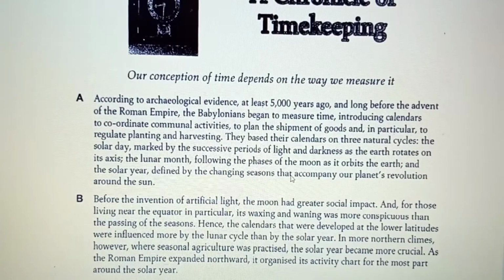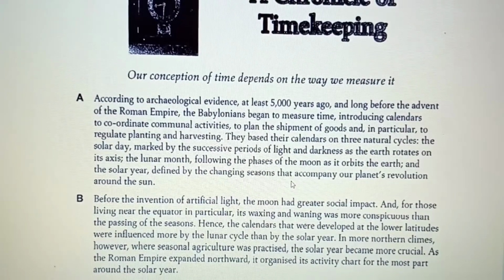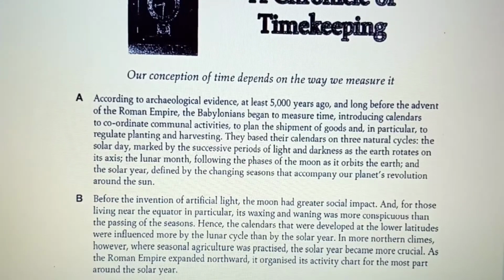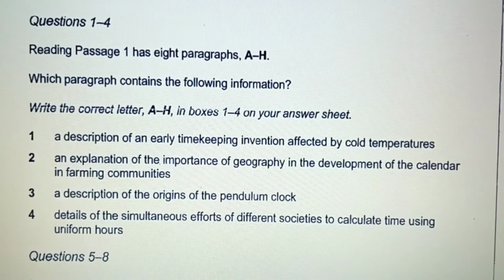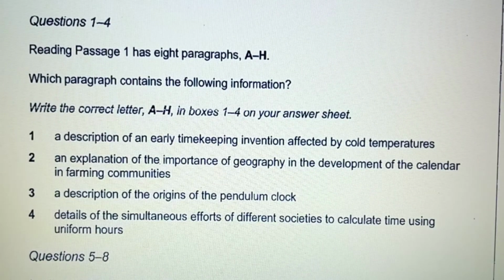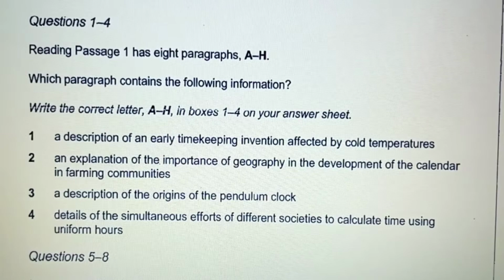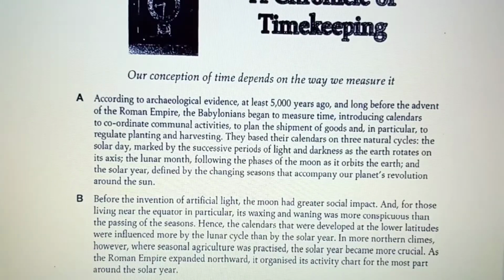So you can see the answer to question 2 comes before the answer to question 1. That's to tell you that the answers don't come in order as the questions do. So the answer is B, because the question asks which paragraph contains information: an explanation of the importance of geography in the development of the calendar in farming communities. It talks about where seasonal agriculture was practiced, the solar year became more crucial. So that's our answer.